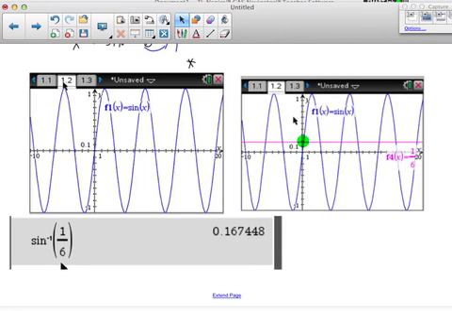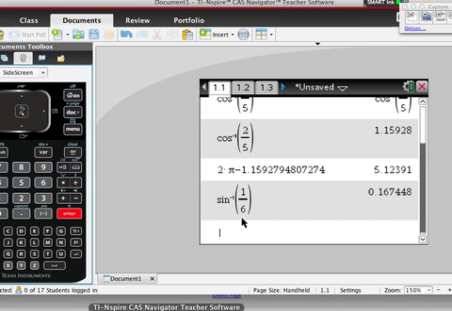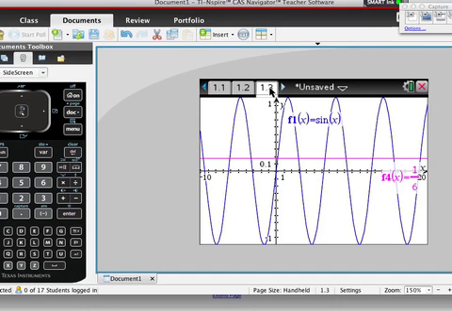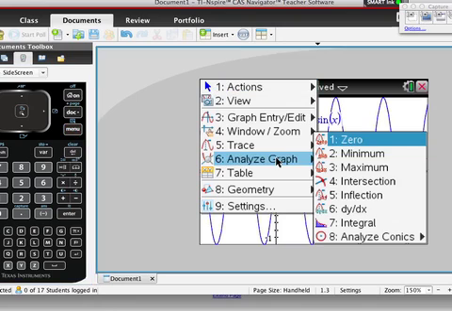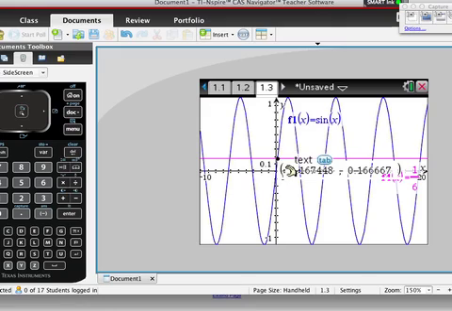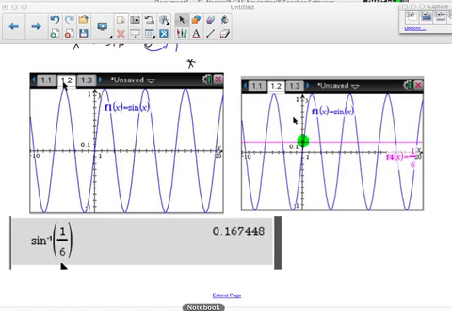Now, hopefully, if I do that on my graph, that should be the same x value when I do intersection. So let's go ahead and try that. Here's my sine graph. I'm going to go ahead and find the intersection. And as you can see, guys, that is exactly the same value. And again, I'm going to call that first value the calculator answer.